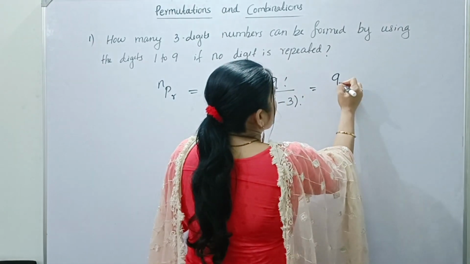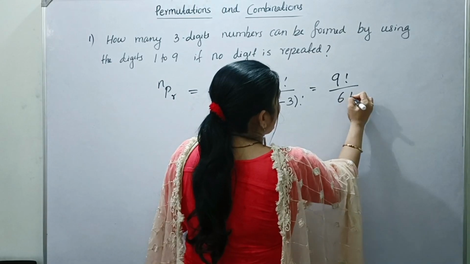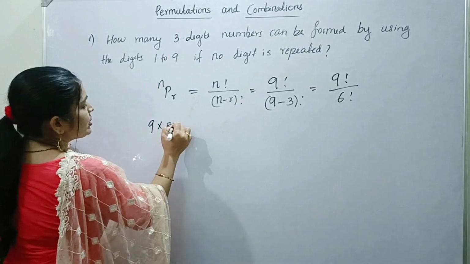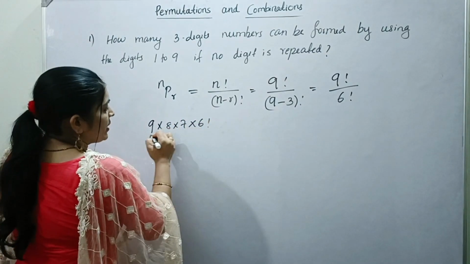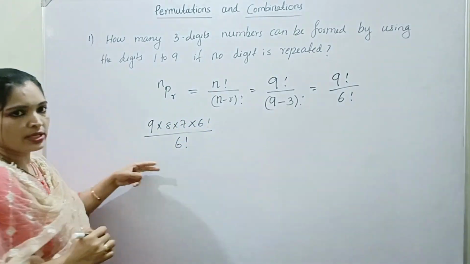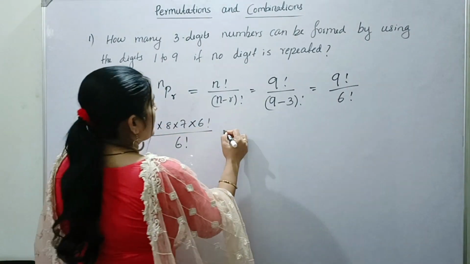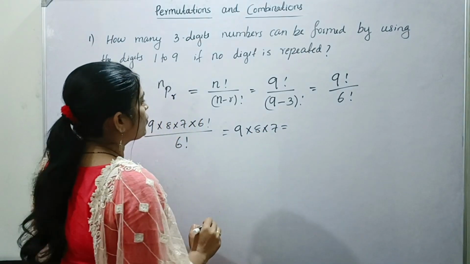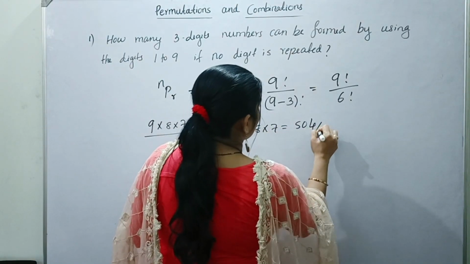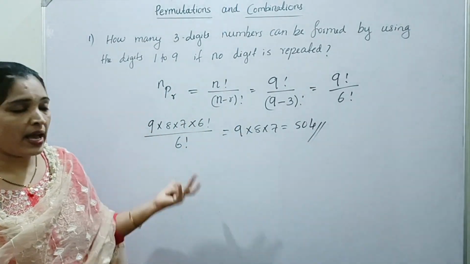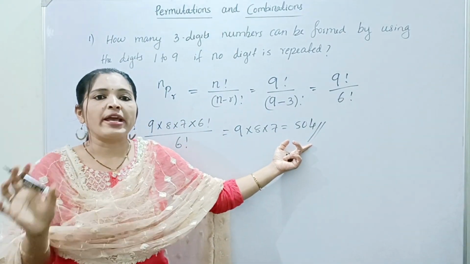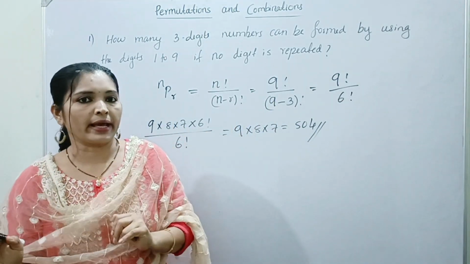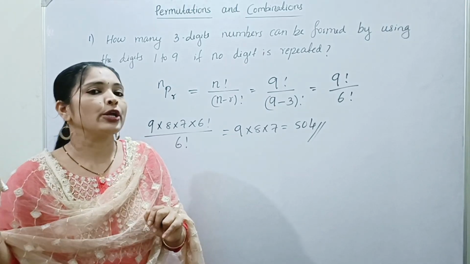So 9 factorial divided by 6 factorial. We can write 9 factorial as 9 into 8 into 7 into 6 factorial, divided by 6 factorial, so that we can cancel 6 factorial. That is equal to 9 into 8 into 7, which is equal to 504. So in 504 ways we can write 3-digit numbers from the digits 1 to 9 with repetition not allowed.